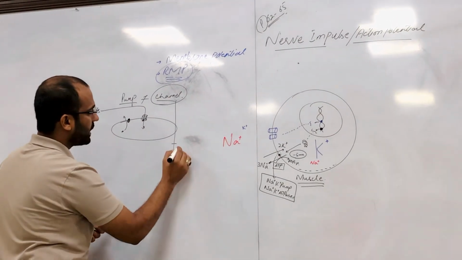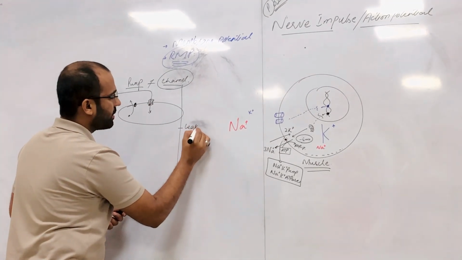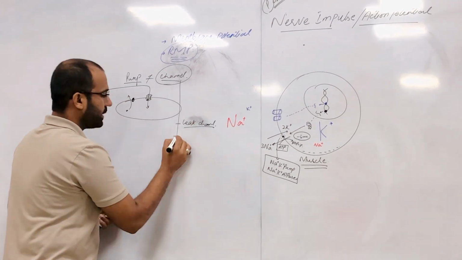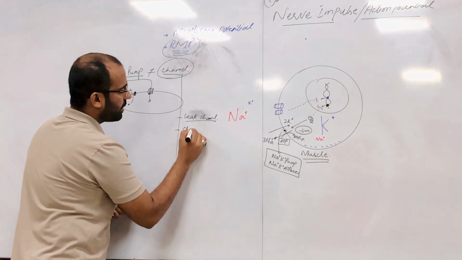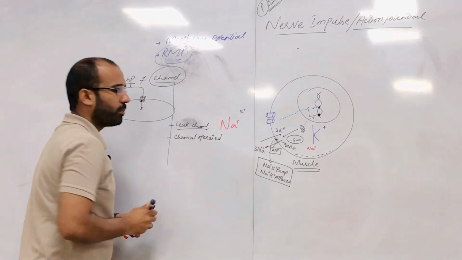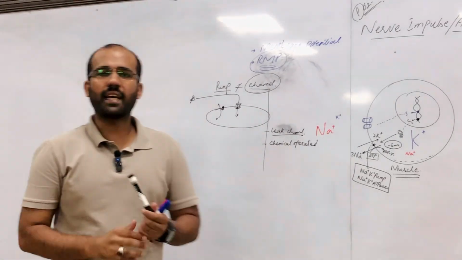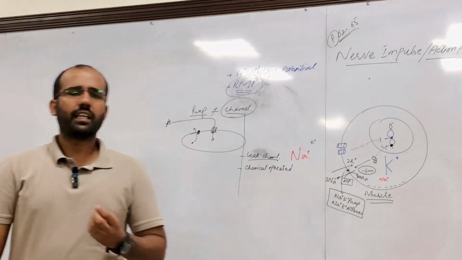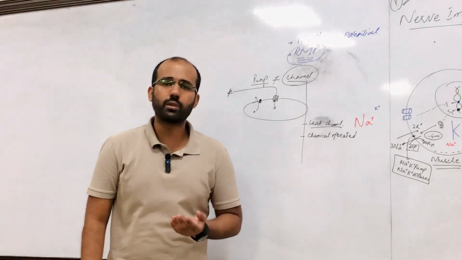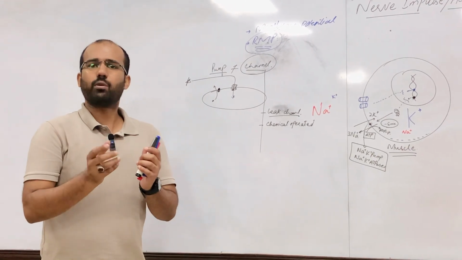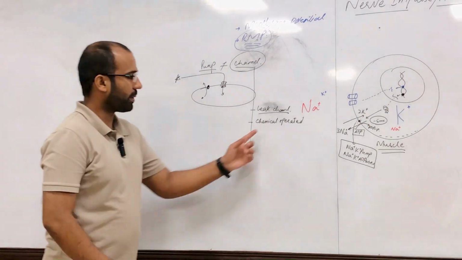I am not going into detail. There are leaky channels; leaky channels are all the time open. Then we have the chemical operated channels. Chemical operated channels mean that the opening and closure of these channels depends upon chemicals. It may be a neurotransmitter, a hormone, a toxin, or a drug. If it is present, the channel opens and closes depending on the chemical nature.